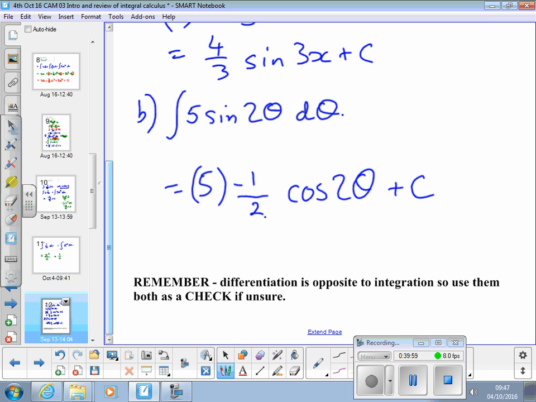Everyone agree with that? Or more better, minus 5 over 2 cos 2 theta plus c. Happy? Okay, so that's finding indefinite integrals, which you need to do, you need that skill to be able to evaluate definite integrals.